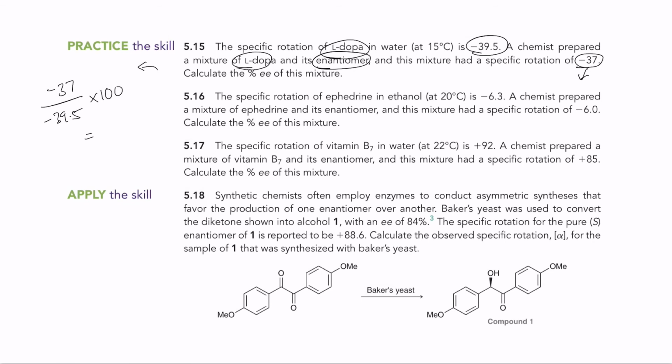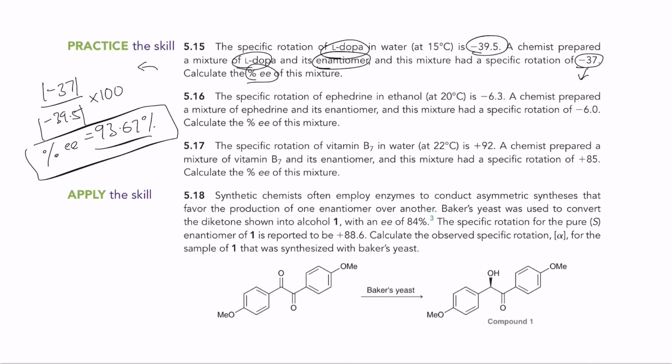you should get, notice that both are modulus. The top and bottom both are modulus, which means that all of them should always be positive. So 37 over 39.5 times 100 becomes 93.67%. So this here is the percentage ee of L-dopa. So use this principle now and try to solve these problems. Pause the video right here and try to solve these problems.